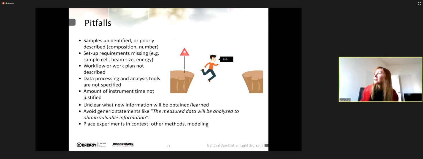So those are just some of the common pitfalls that we see in proposals that don't get beam time, and we don't want that to happen to you. We would like everybody who spent all this time taking this class learning about synchrotron techniques to write proposals and actually come to NSLS-II, whether it be remotely or in person, for beam time. And so the last step here is to really do a great job on the proposal.